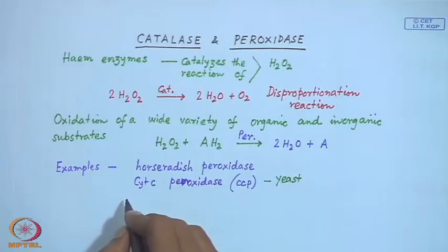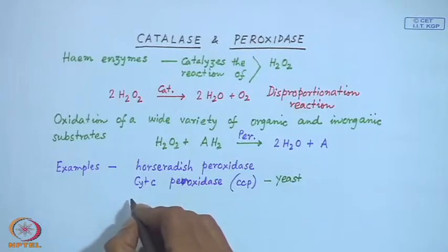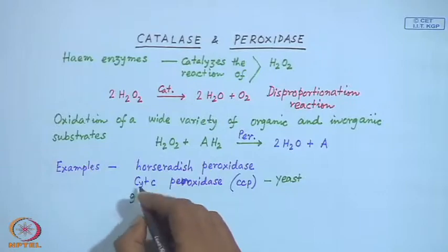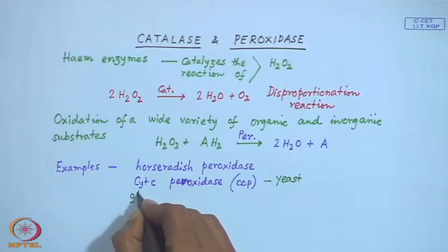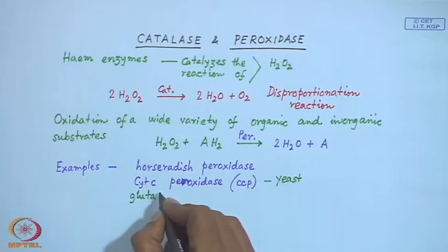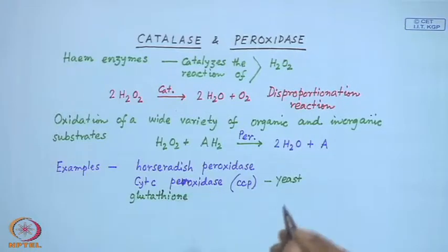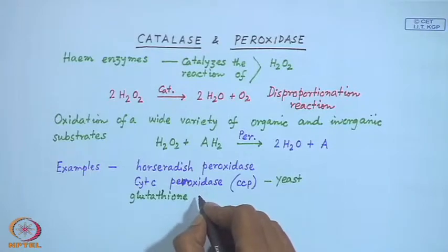Then another interesting biological molecule which we all know is a very good reducing agent is glutathione. So, when your substrate is glutathione, a large number of these molecules are well known because they are operating on these substrates. So, when glutathione is getting oxidized by this peroxidase, we know it as glutathione peroxidase.